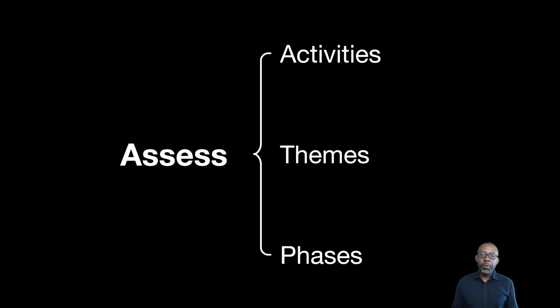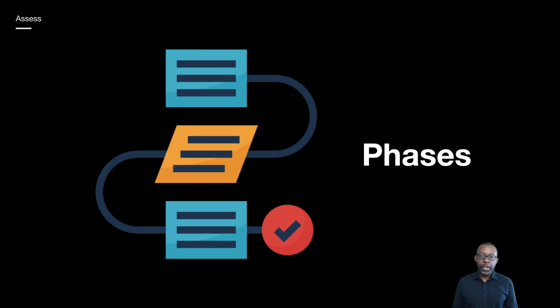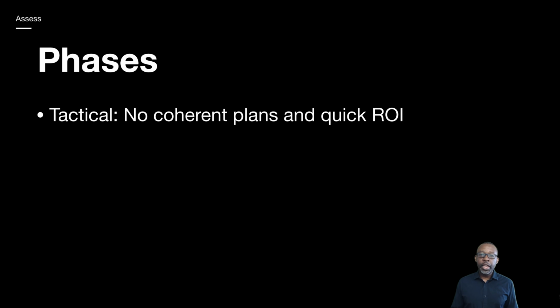We're now going to explore the different phases that organizations typically go through when embarking on a migration project. Generally speaking, organizations that are relatively immature tend to adopt a tactical approach to cloud migration. They usually embark on migration projects with very little coherent planning, with a desire to achieve a quick return on investment, which is usually cost-based.